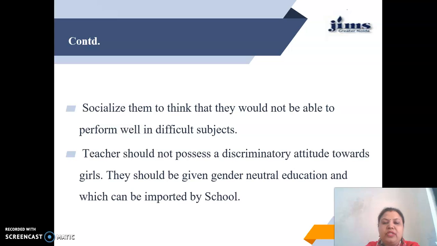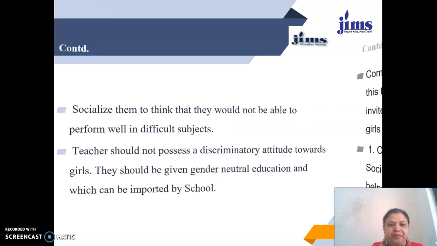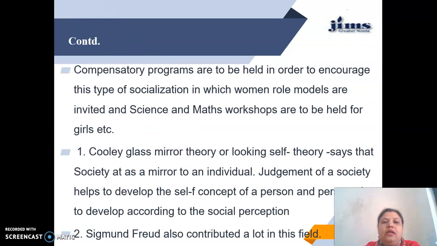Teachers should not possess a discriminatory attitude towards girls. They should be given gender-neutral education, which can be imparted by school. Compensatory programs are to be held in order to encourage this type of socialization, in which women role models are invited and science and maths workshops are to be held for girls, etc.